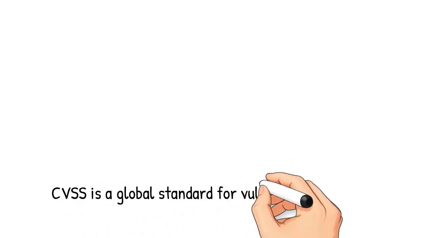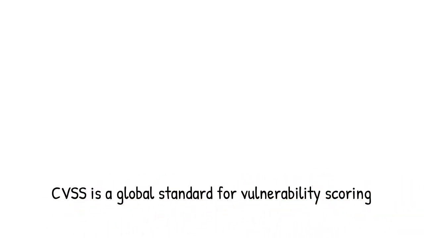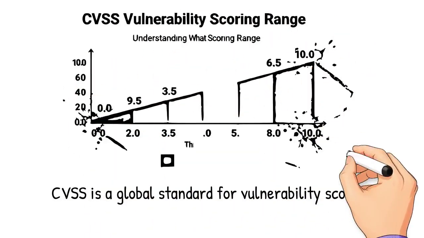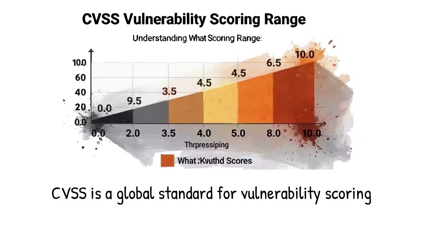CVSS, the Common Vulnerability Scoring System, is the global standard for rating vulnerabilities. Scores range from 0.0 to 10.0. But what do these numbers actually mean? Let's break it down with cinematic clarity.